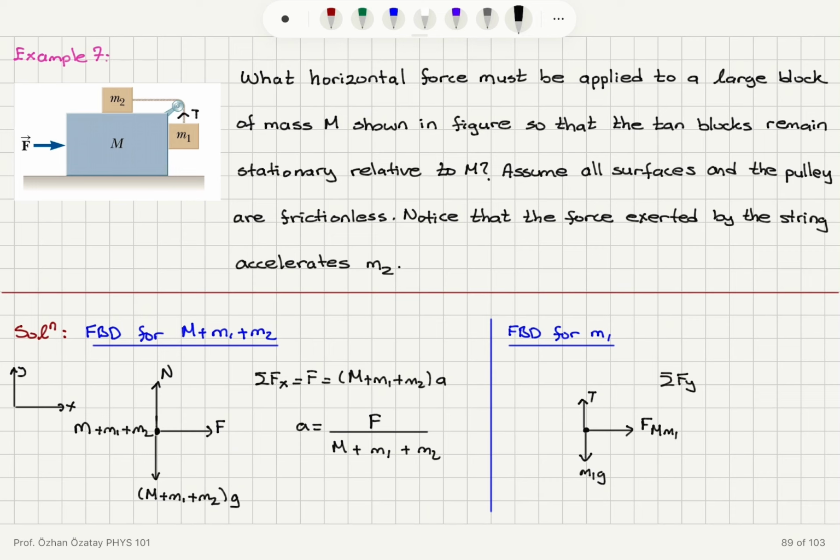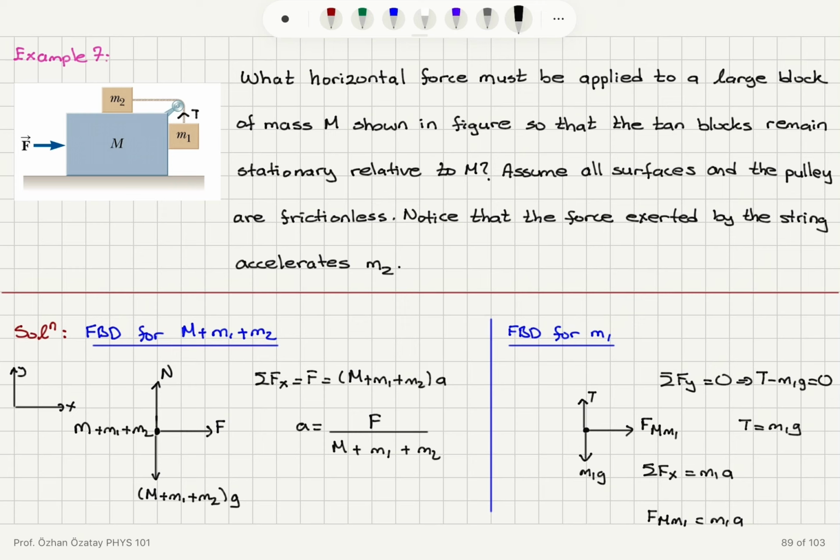The net force on the y-axis must be 0. Why? Because I don't want M1 to move with respect to capital M. So this will be guaranteed by having T minus M1G equals 0. So the tension must be equal to M1G. On the other hand, the net force on the x-axis must be equal to M1A, which is the common acceleration of the total combined system. So this tells me that the force exerted by capital M on M1 must be equal to M1A.